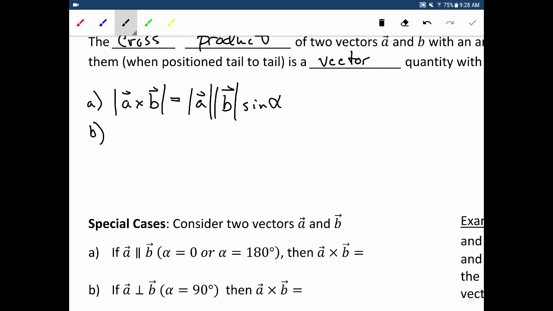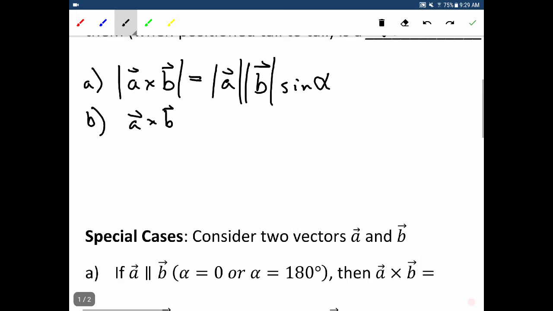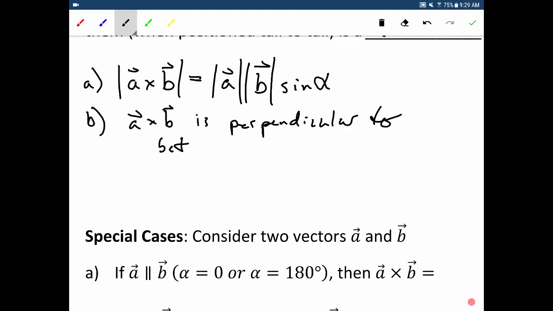Property B is that the cross product gives us a vector that's perpendicular to both A and B. So for instance, if you had your desk and you had two vectors lying on your desk along that plane, then the cross product would be sticking straight out of your desk, straight up towards the ceiling.